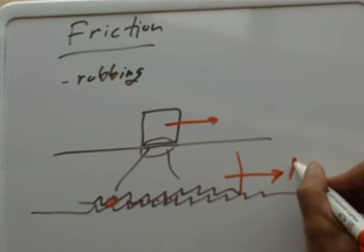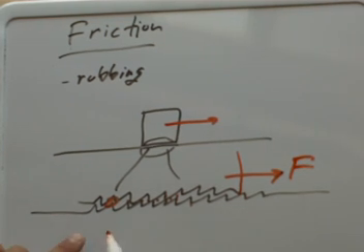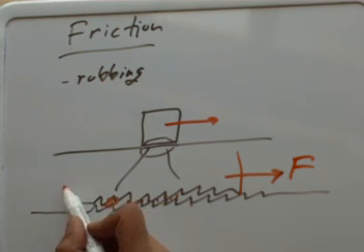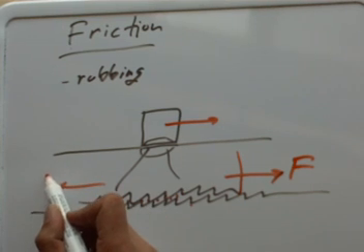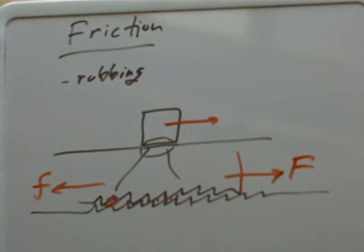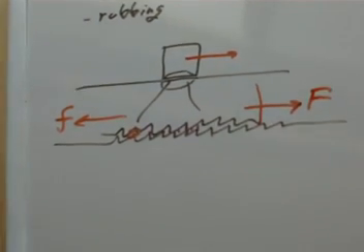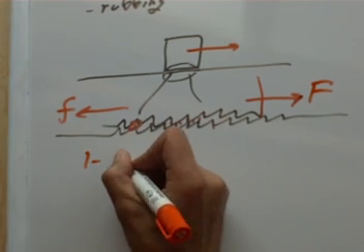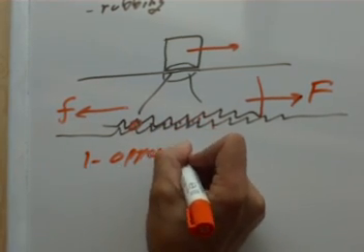If you try to pull on the block this way with a force F to get these rough surfaces to drag over each other, it's going to be a bit resistive. It won't just go automatically and easily by itself, and so it's almost like there's a force going this way. That's called the frictional force, and I'll write a script F like that. So there's a couple things to know about friction. One, it always opposes motion.